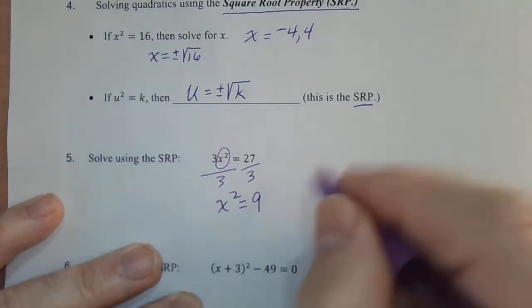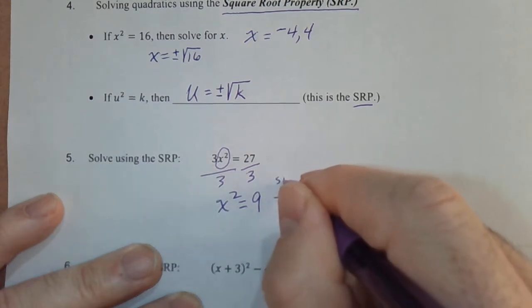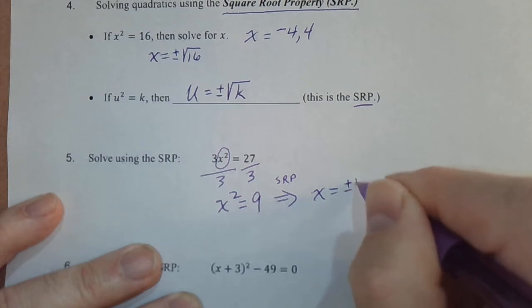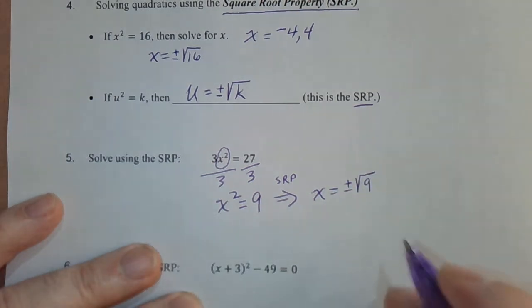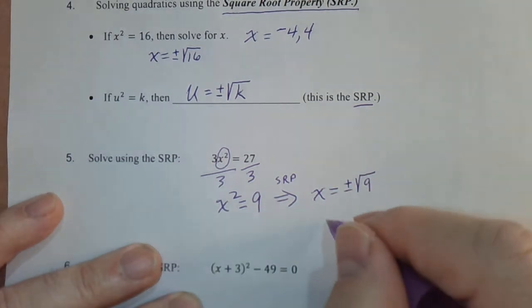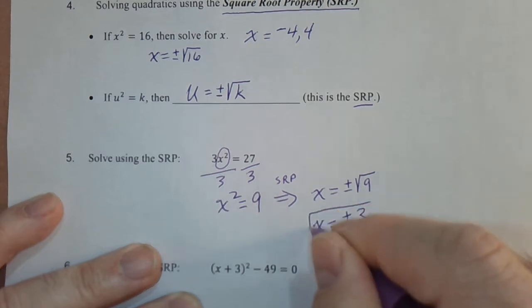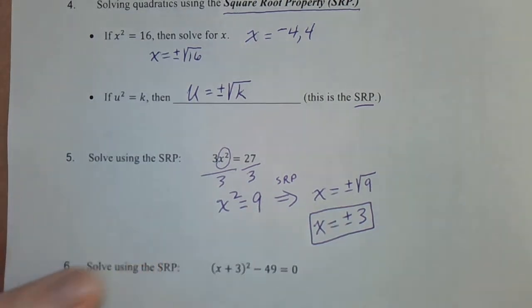Using the square root property, SRP, that gives us that x is equal to plus or minus radical 9, which we all know radical 9 is 3, so I will say x equals plus or minus 3. That's the solution, and we used the square root property.